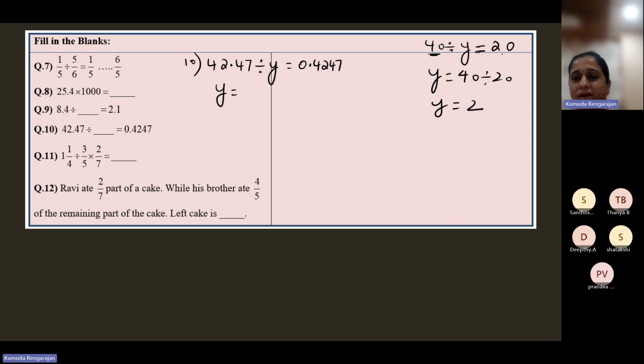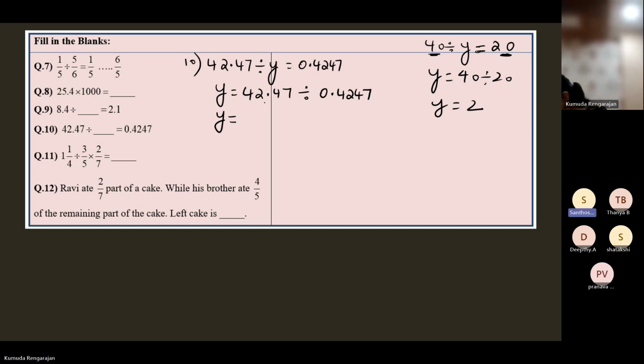So what did you do? You divided this number by this number. Do the same thing here. y is equal to 42.47 divided by 0.4247. y is equal to this number, like 40 divided by 20. So here, 42.47 divided by 0.4247. Now, how to continue? Very important. See here, y is equal to. Write this as a fraction. Tell me, Santosh, what is 42.47 as a fraction? Ma'am, 42.47 as a fraction will be 42 and 47 by 100. So only Santosh will answer. Others, if you keep your answer ready with you, nobody should answer unless asked.